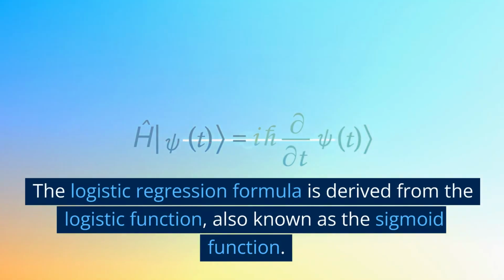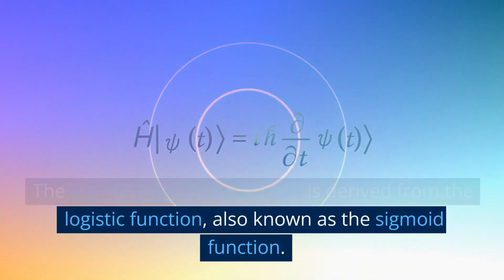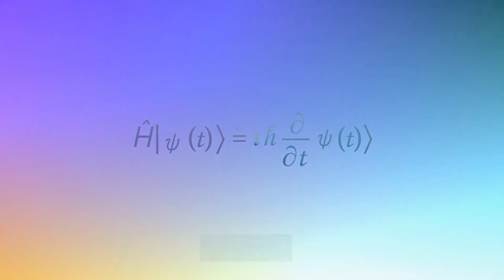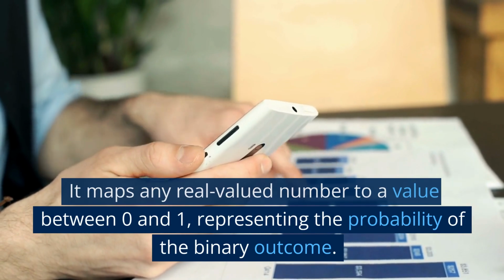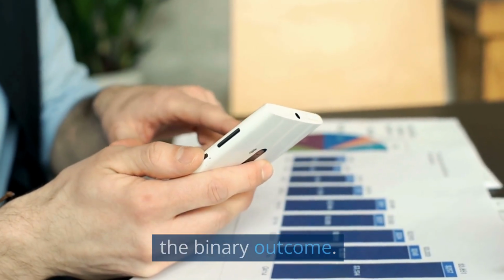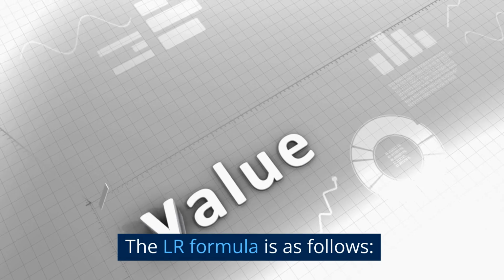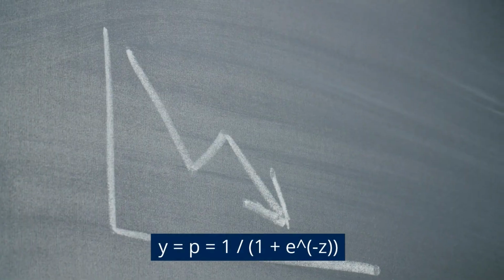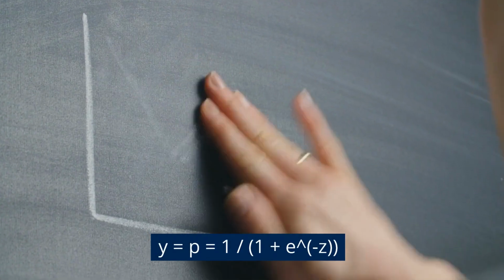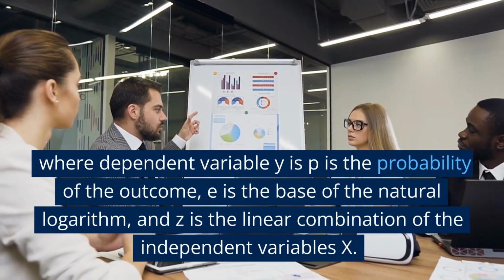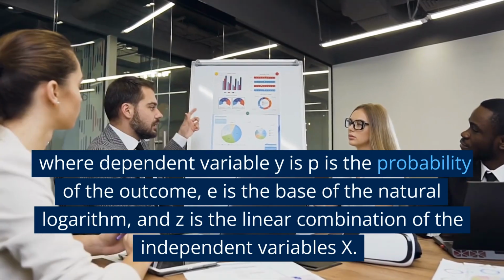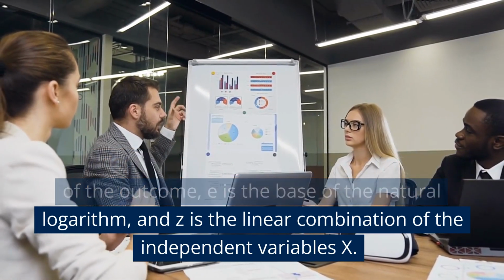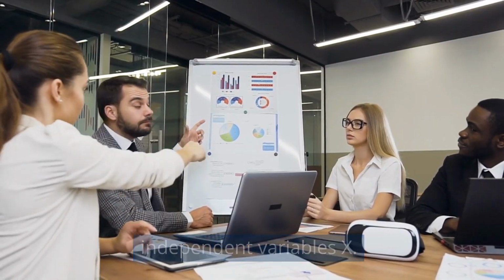LR formula. The logistic regression formula is derived from the logistic function, also known as the sigmoid function. It maps any real valued number to a value between 0 and 1, representing the probability of the binary outcome. The LR formula is as follows. Y equals P equals 1 / (1 + e^-z), where the dependent variable y is P, the probability of the outcome, e is the base of the natural logarithm, and Z is the linear combination of the independent variables x.